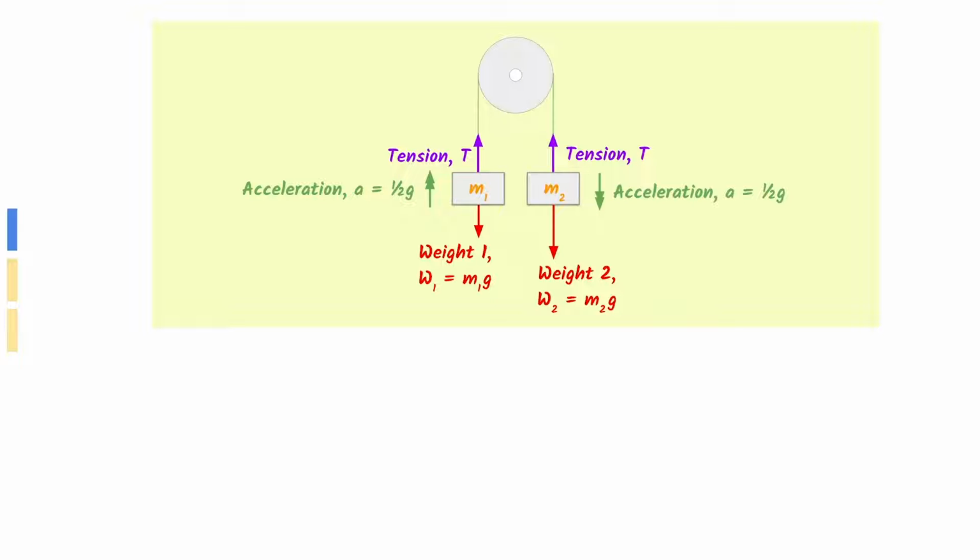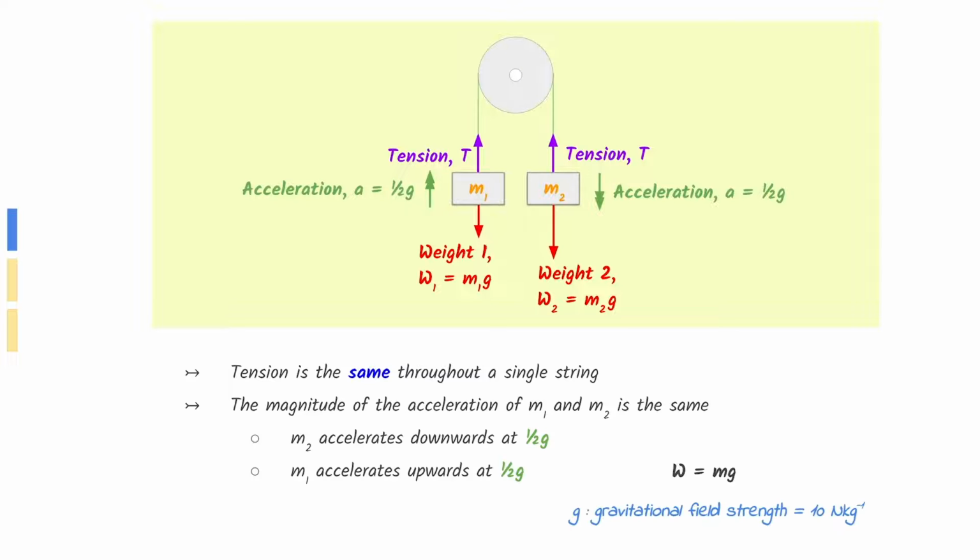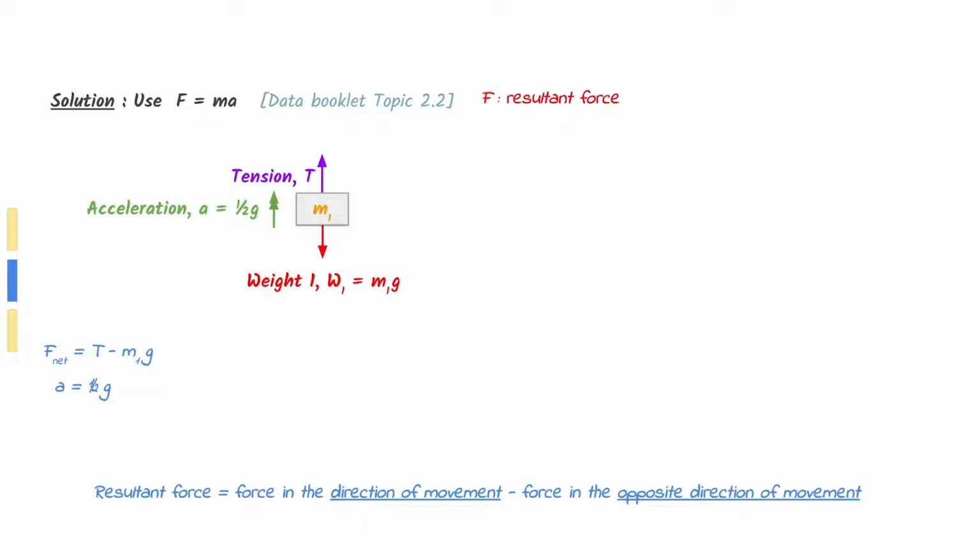Here are the forces on the two masses. Note that the tension is the same throughout a single string and the magnitude of the acceleration of mass 1 and mass 2 is also the same. The forces on mass 1 have been redrawn here separately. First, let's focus on mass 1. The resultant force is the tension subtracted by its weight. Resultant force is the force in the direction of movement subtracted by the force in the opposite direction of movement.